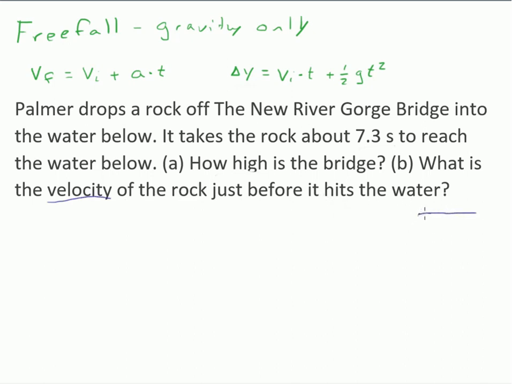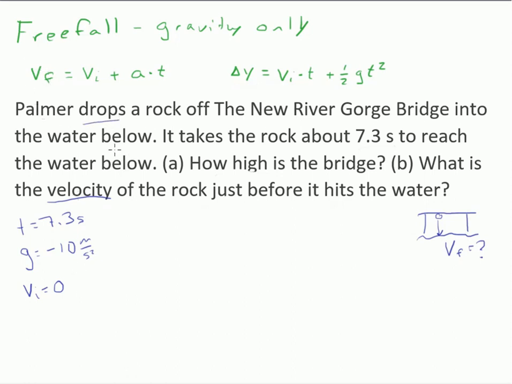So again, if we have the bridge here, you get the water down below, the rock is going to fall down, and right before it hits the water right there, that would be the final velocity. That's what we want to figure out here. All right, so again, we still know that it's falling for a time of 7.3 seconds. We still are going to use the acceleration due to gravity of negative 10 meters per second squared. We also know, as we mentioned before, that the initial velocity is 0 because we're dropping the rock. So that means it starts at rest when we do that.